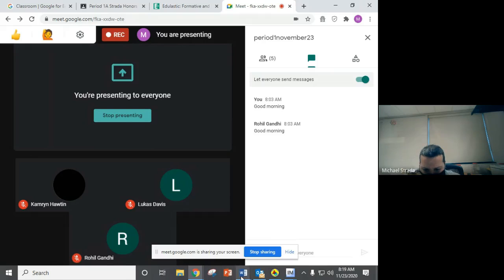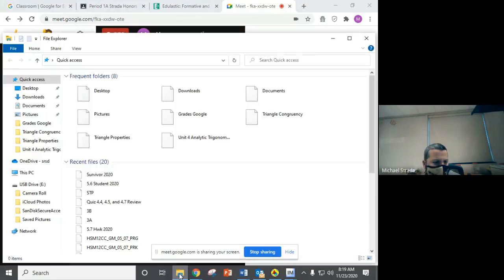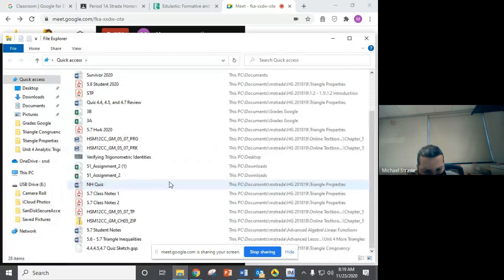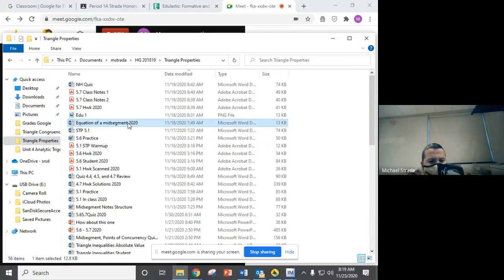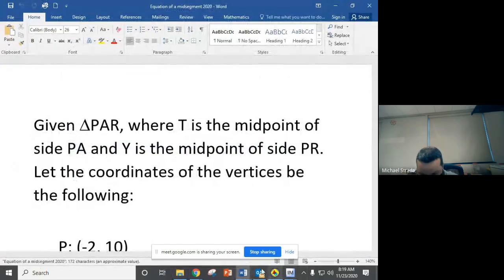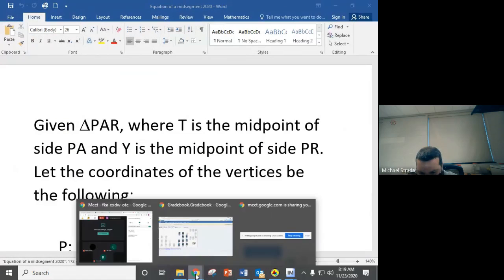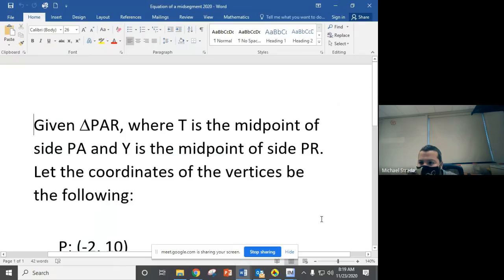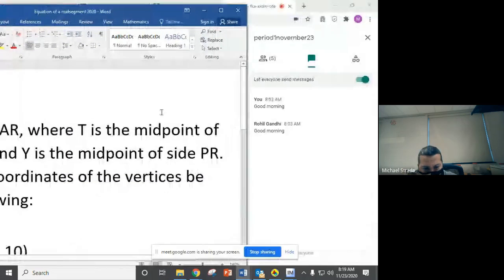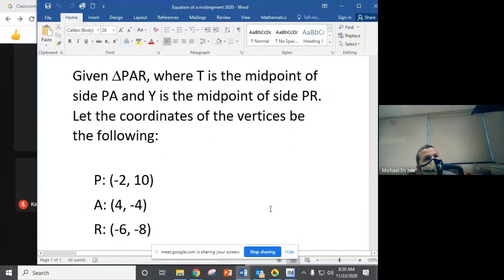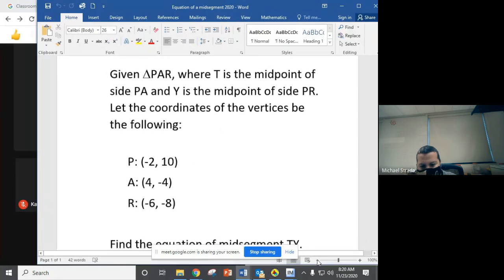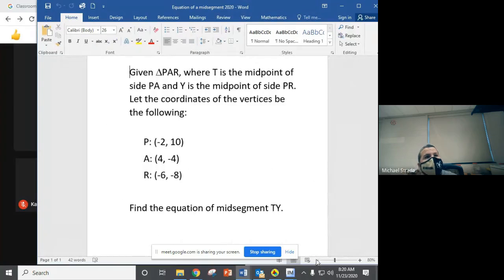All right. So let's then do equation of a line, the mid-segment, because I know I did that with some classes and not others. Triangle properties, equation of a mid-segment. Okay. So here's what we got.